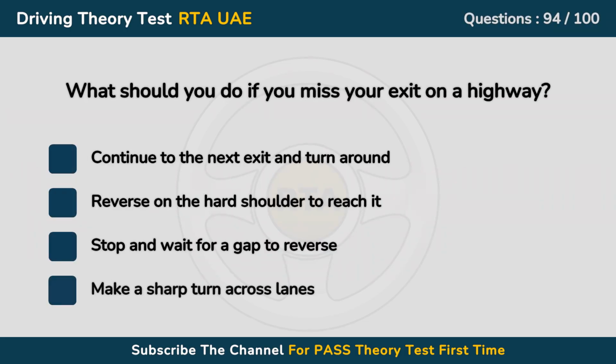Question 94. What should you do if you miss your exit on a highway? A. Continue to the next exit and turn around. B. Reverse on the hard shoulder to reach it. C. Stop and wait for a gap to reverse. D. Make a sharp turn across lanes.